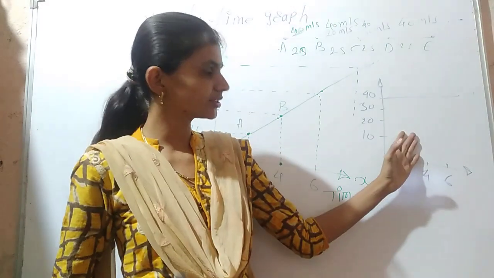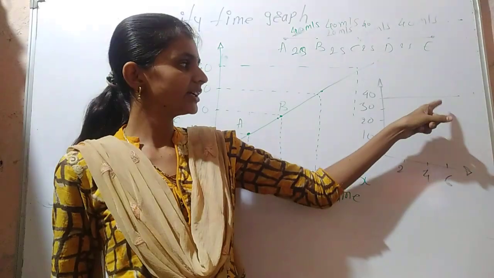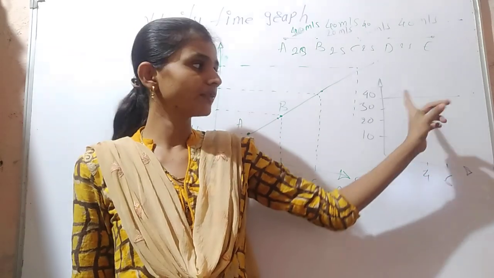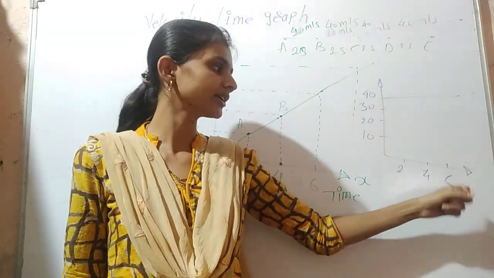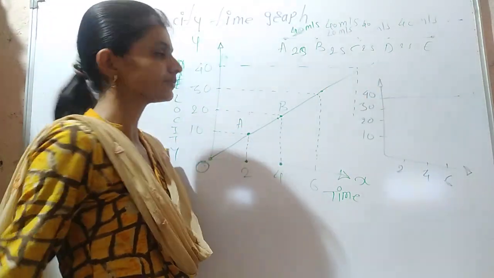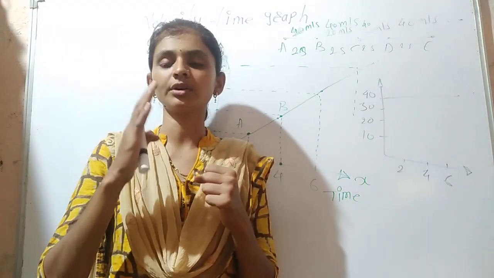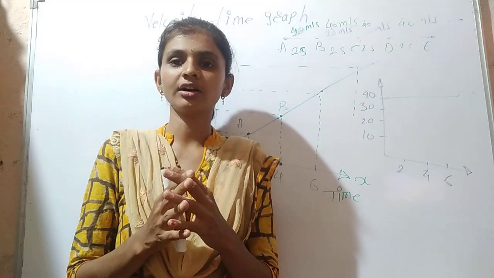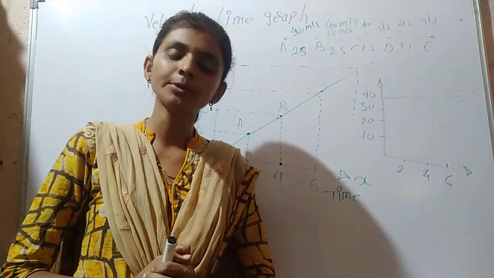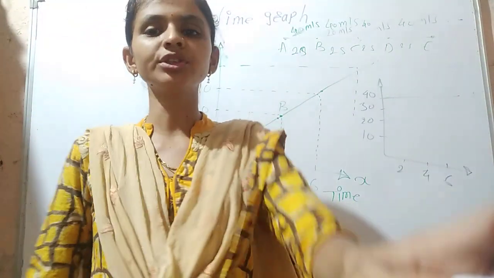In the first case also one straight line is there, and in the second case also a straight line is there, but in the first case the straight line is parallel with the x-axis, a horizontal line. In this case you can see that the line we got is not parallel with the x-axis. So in the accelerated uniform velocity graph we get a straight line, but that straight line is not parallel with the x-axis.